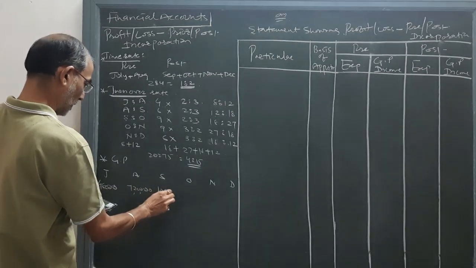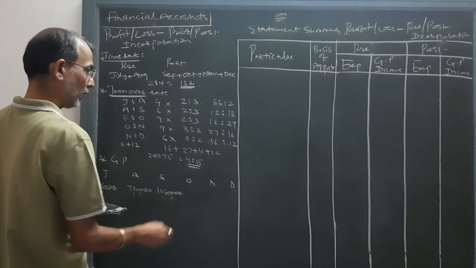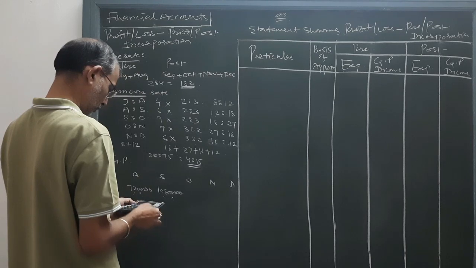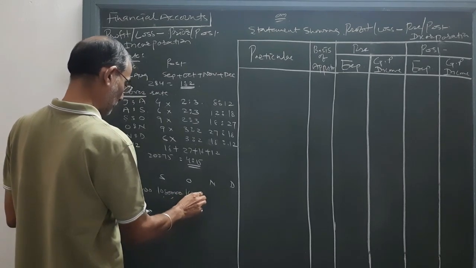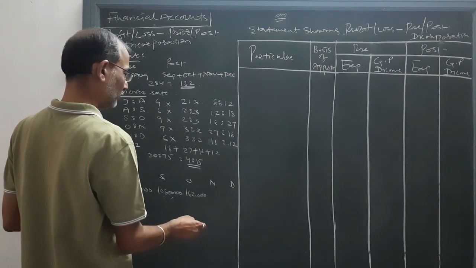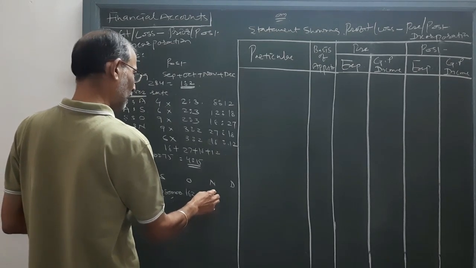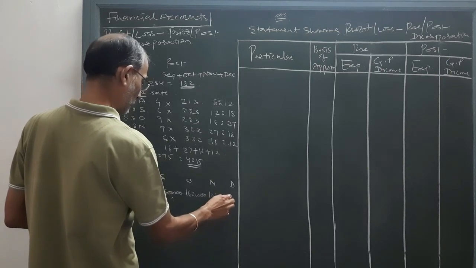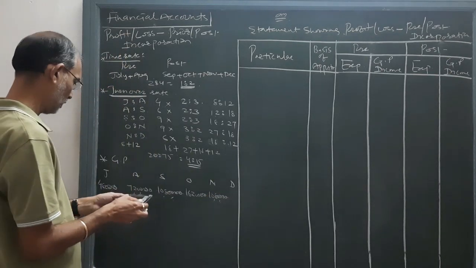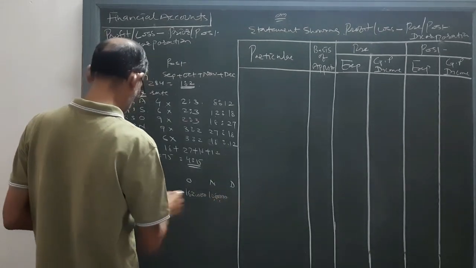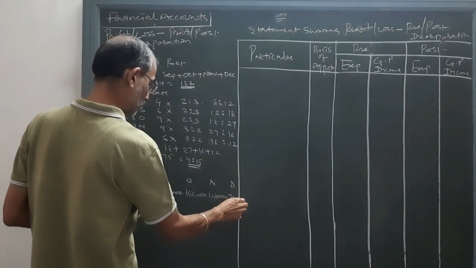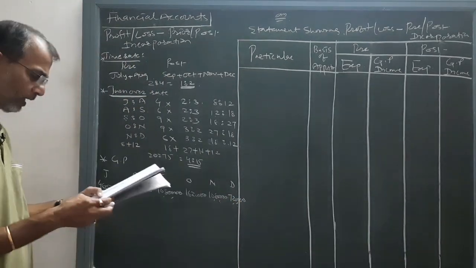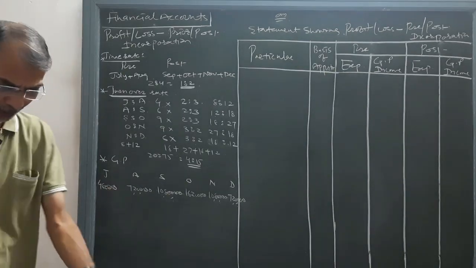For September 10 lakh 80,000, for October 16 lakh 20,000, and for November 10 lakh 80,000, while for December it will be similar to August, 7 lakh 20,000. Now rate of gross profit is 30% for July.